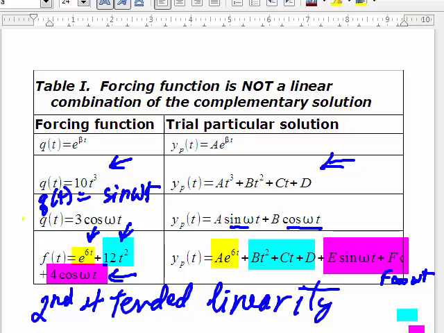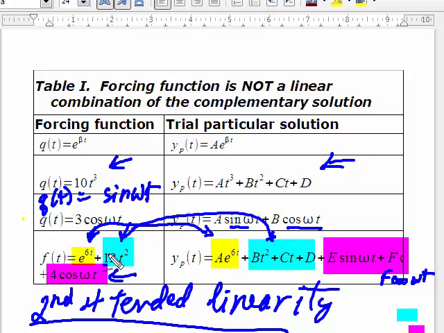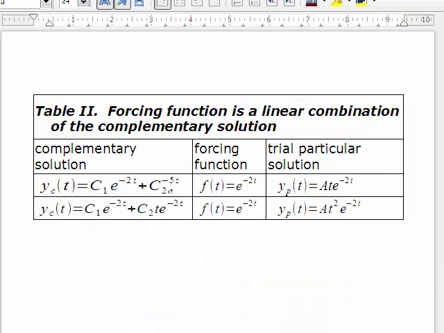Right, so the bottom line is that we use the second extended linearity principle to match up each piece. If they're multiplied together, then there's other ways to do that too. It's basically just about the same. So this is how you do it if the forcing function is not a linear combination of the complementary solution. So obviously we have to consider the case where it is.